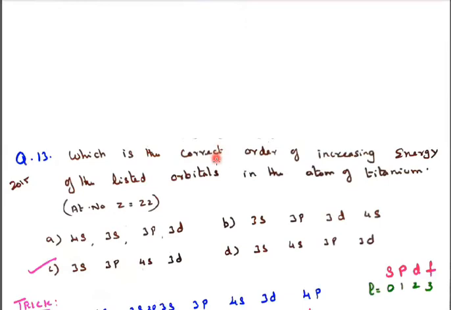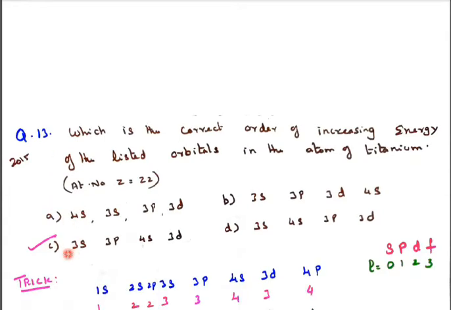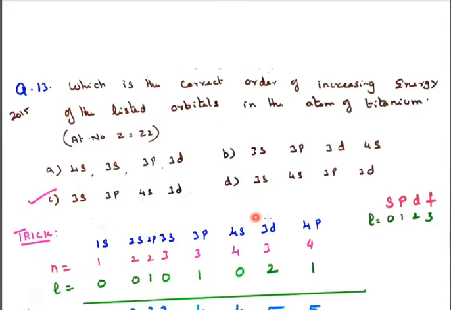Let us see the next question. Which is the correct order of increasing energy of the listed orbitals in the atom of titanium? Titanium atomic number is 22. This is a 2015 question. Here they have given different orbitals, 4s, 3s, 3p, 3d, like that. We will just see the trick.